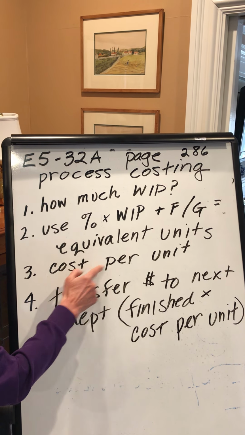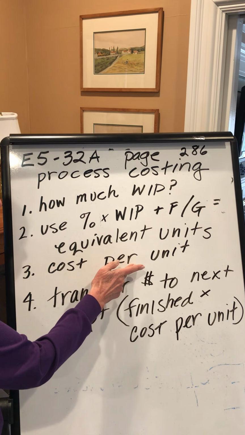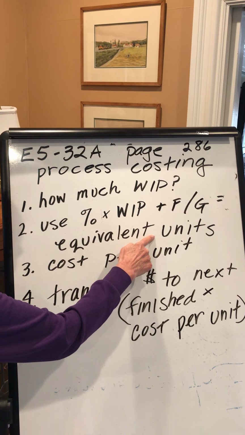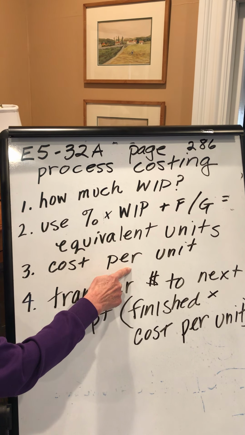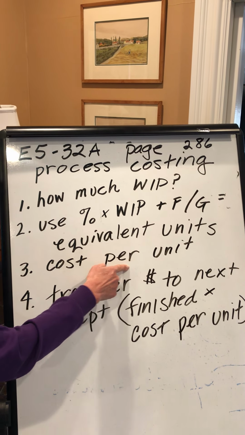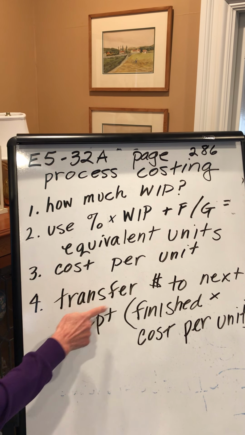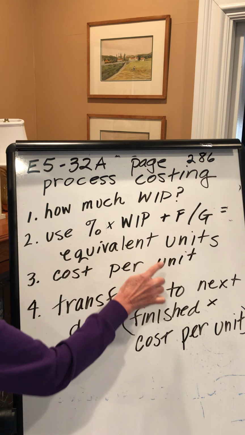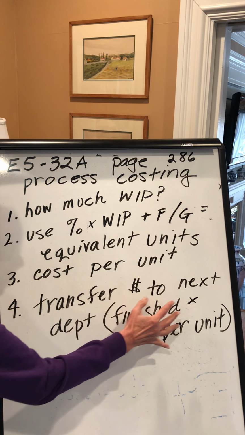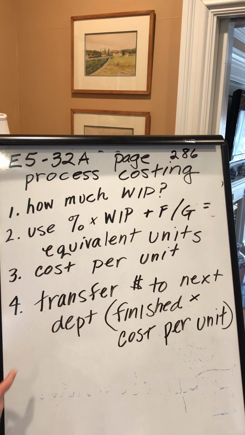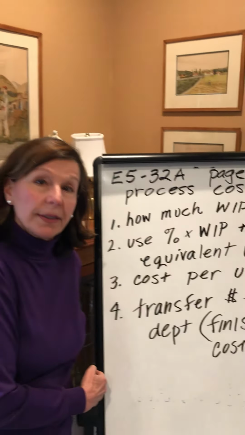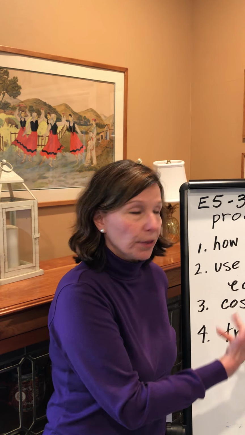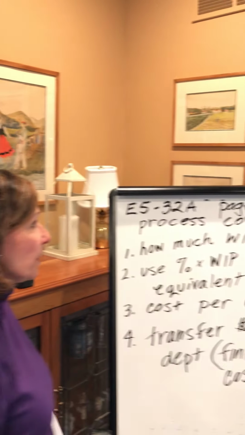Step 3. We're going to divide the total cost by the equivalent units to come up with the cost per unit. And the last step is we're going to multiply how many were finished times that cost per unit and transfer it to the next department. And by the way, these steps are all listed in your book, but I will show you how we're going to work through them using this problem.